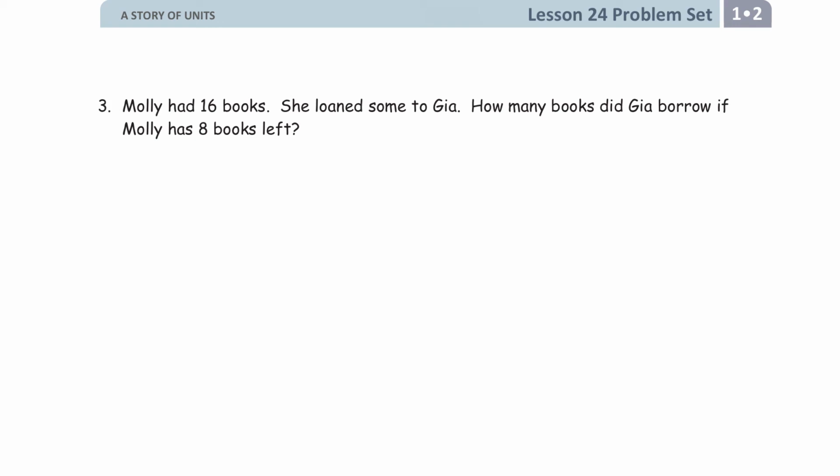Welcome back, boys and girls. Let's take a look at number 3 now. It says Molly had 16 books. Oh, had. That means she doesn't anymore, but she had 16. So that's what she started with. I'm going to circle as we're reading here. She loaned some to Gina. Oh, if she loaned, that meant she gave them away. So we're going to be dealing with subtraction here. So she loaned some. That's our unknown number. And some, remember, is our clue that we don't know what that number is. How many books did Gina borrow if Molly has 8 books left? All right, she's got 8 books left now.